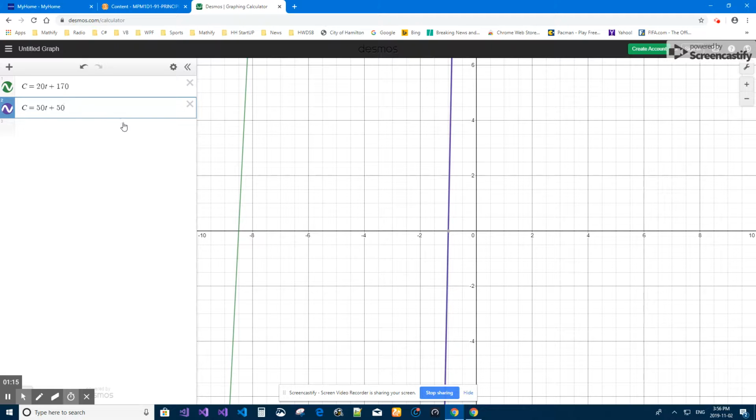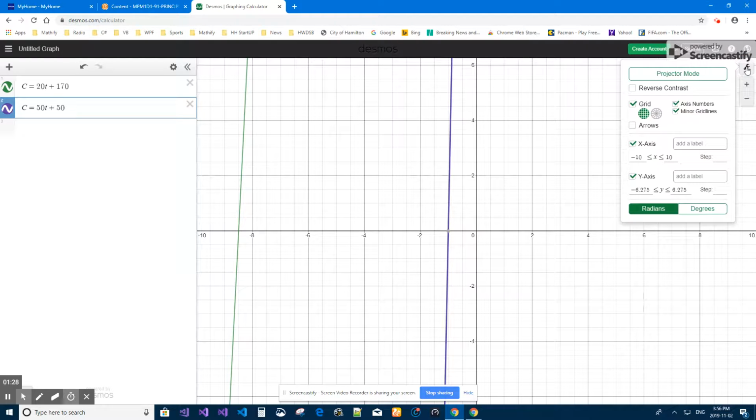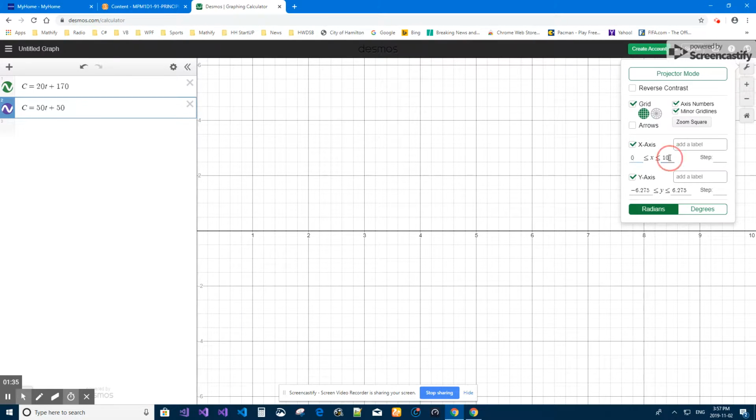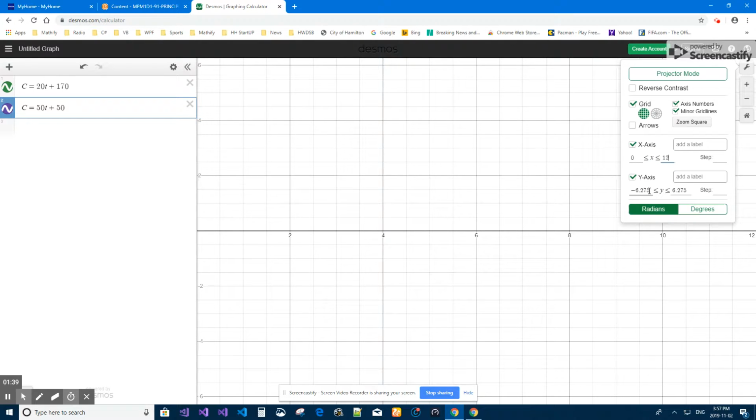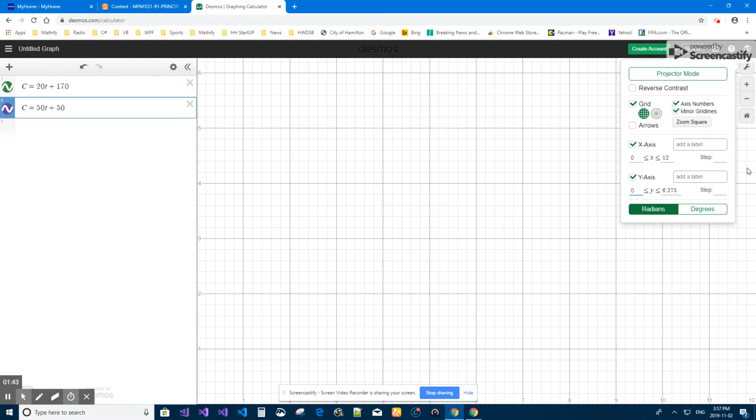If you note, I can't see my graphs very well because the Desmos screen goes from minus 10 to 10 on the x values and minus 6 to 6 on the y values. So I'd have to go to my setting tool to change the settings. I'm going from 0 to say 12 months for the year if I'm looking at 1 year. And I usually try going from 0 and see I'm having up to 170.